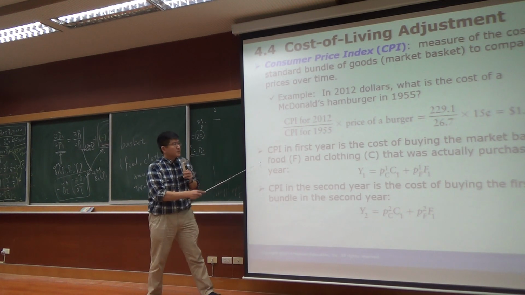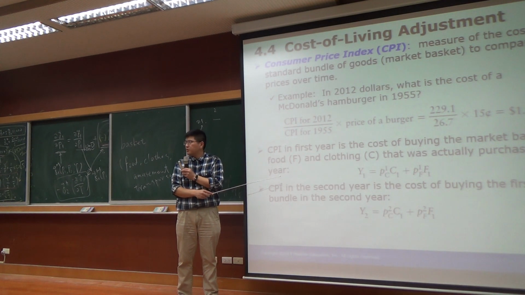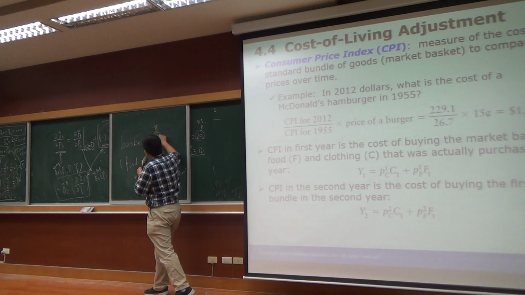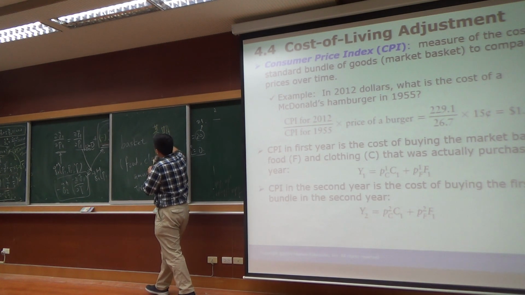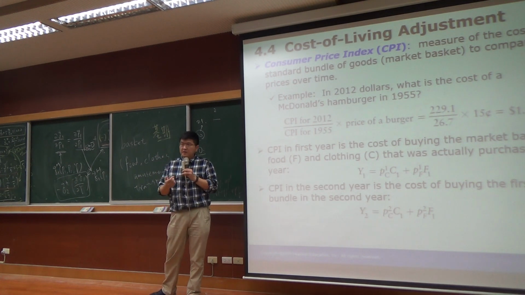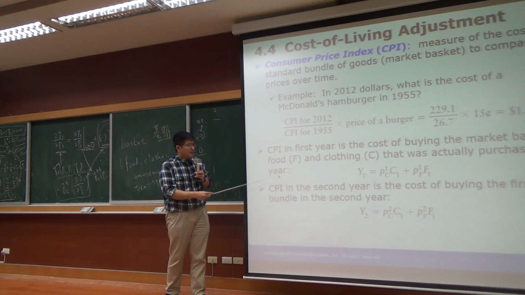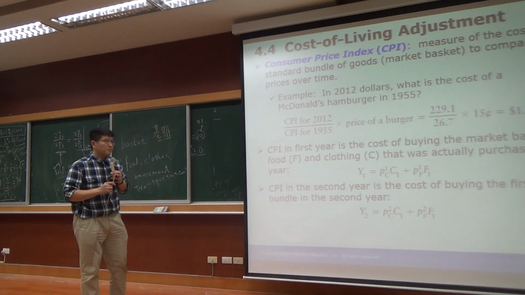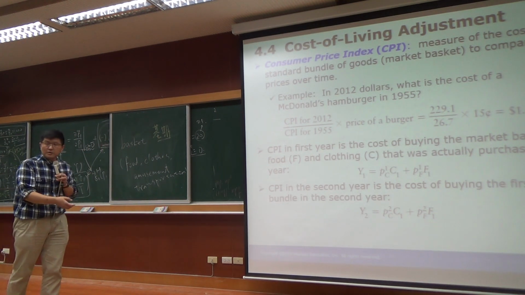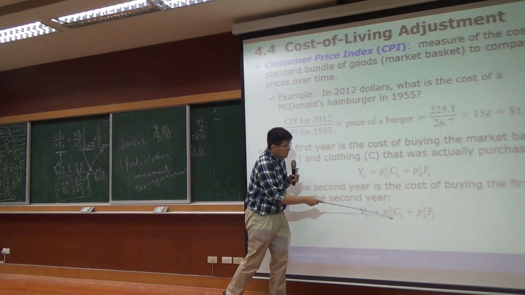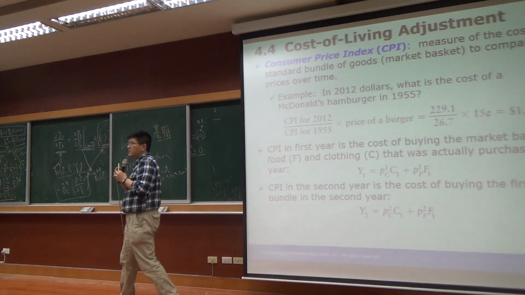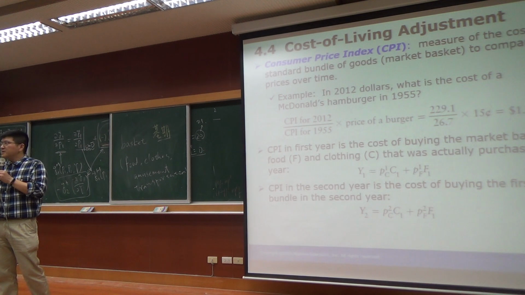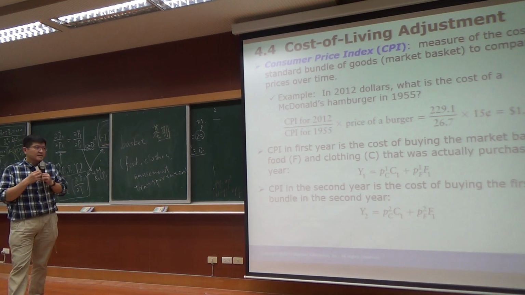Here, if we choose the first year to be the base period, 基期. Have you ever heard this term? Base period. If we choose some year to be the base period, then this Y2 would be the cost of buying the first year's bundle in the second year. So using the second year prices to buy the bundle in the first year. That's the basic logic to construct CPI.